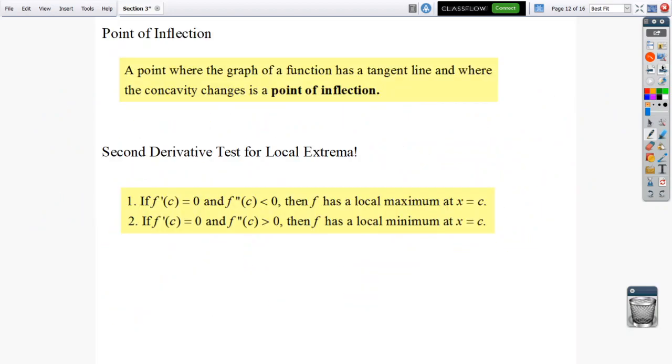Okay, there's all the work. And now I'm going to officially say what a point of inflection is. A point where the graph of a function has a tangent line and where the concavity changes is a point of inflection. All right? So point of inflection is where the concavity changes. It's not guaranteed that where y double prime is equal to 0 that you have a point of inflection, but it's possible. So you do have to test using that y double prime number line.